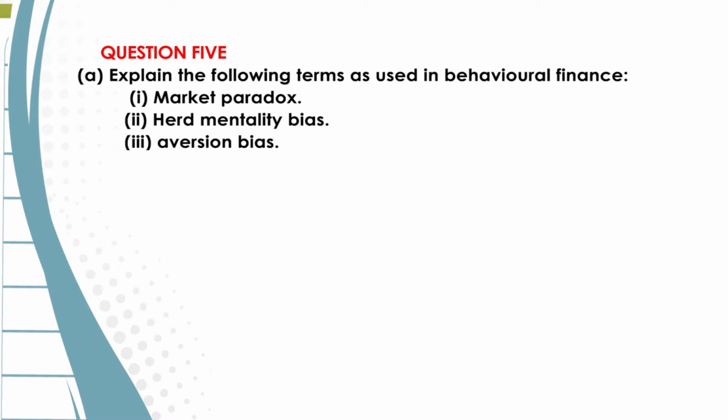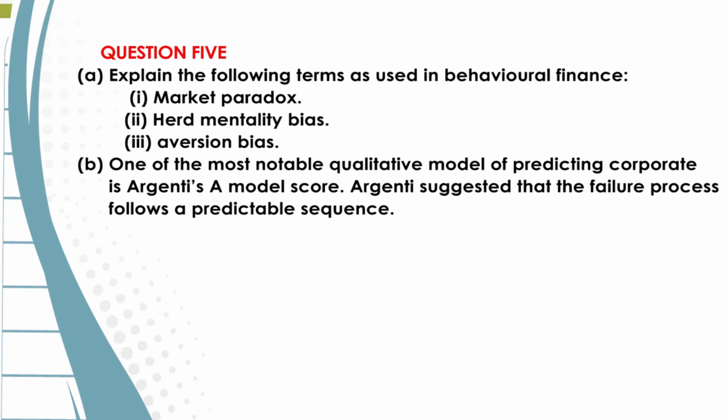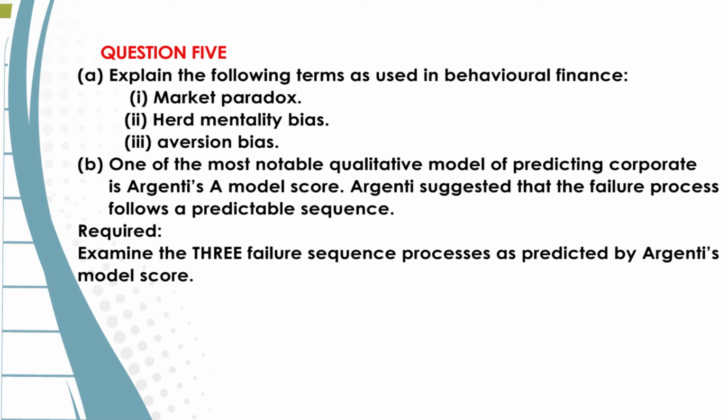Part B of the question reads, one of the most notable qualitative models of predicting corporate failure is Argentine's A model score. Argentine suggested that the failure process follows a predictable sequence. Required: examine the 3 failure sequence processes as predicted by Argentine's model score. 6 marks.